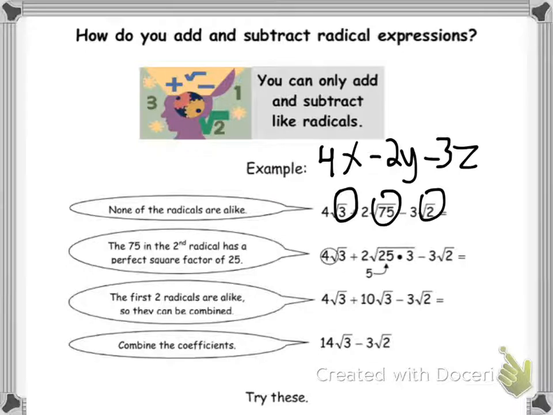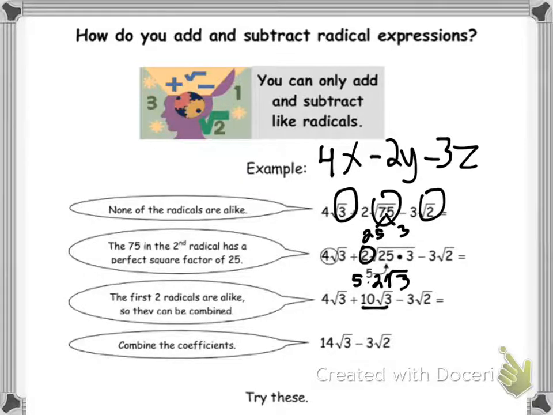So the 75 in the second radical has a perfect square factor of 25, because we know that 75 is 25 times 3. Now we know the square root of 25 is 5 because 5 times 5 makes 25. Remember, if you have a number sitting outside, you're going to multiply it by that value. So you get 5 times 2 on the square root of 3. Now we multiply that, and you end up getting 10 on the square root of 3.